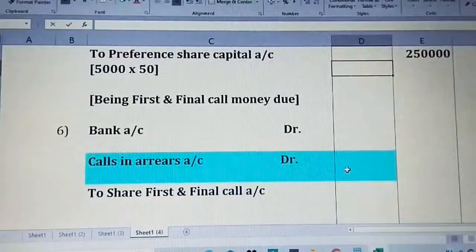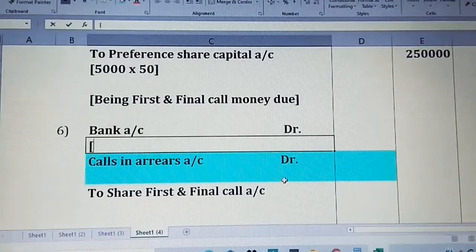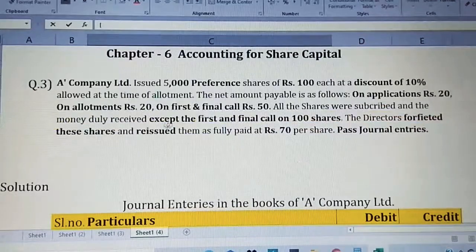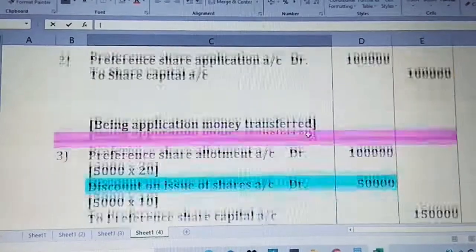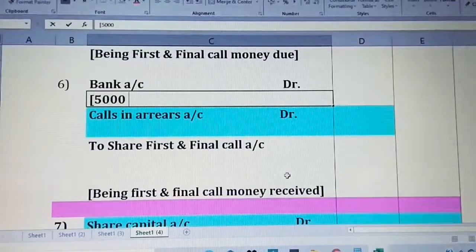Going for the receipt entry of first and final call. Now bank account debit, we are receiving the money first. Are we going to receive completely for 5,000 shares? No, something is held on. Except for the first and final call, 100 shares have been held. So you have to show 5,000 shares minus 100, so you get 4,900.